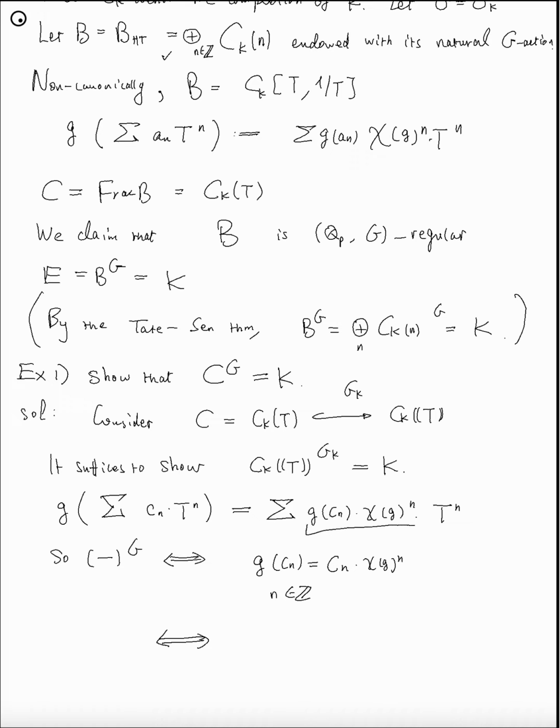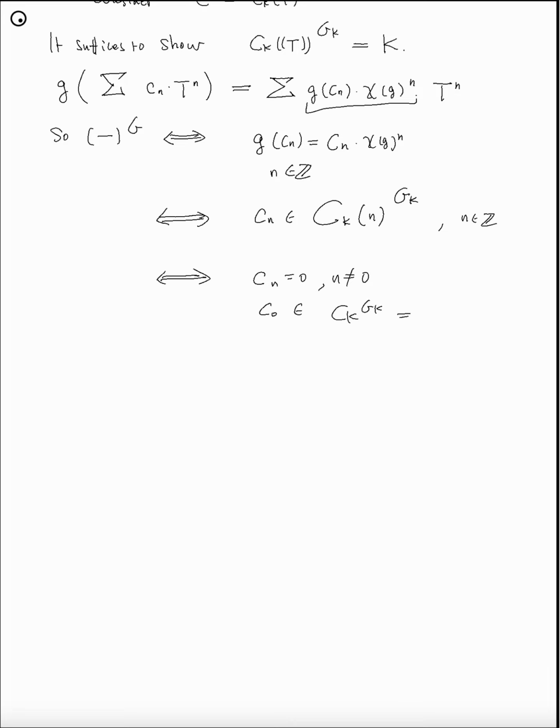This is equivalent to telling you that Cn is inside Ck twisted by n, fixed by Jk, for any n in Z. And then by our arguments here, the Tate-Sen argument, this is telling us that Cn for n equal to 0 and different from 0, and C0 is contained in Ck, Jk, which is K. And so this is equivalent to the conclusion: Jk equals K. So only the degree 0 term could be non-zero, and it must be elements of K, and all the non-zero degree terms must be 0.